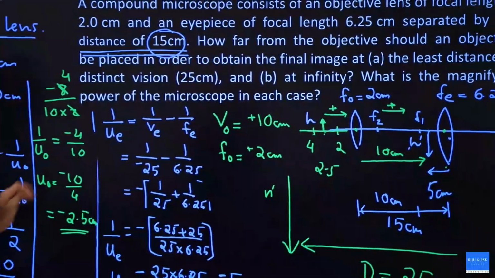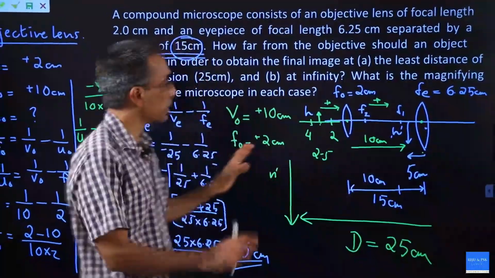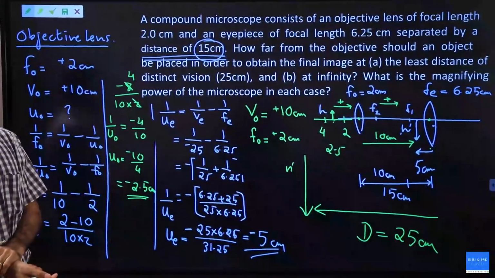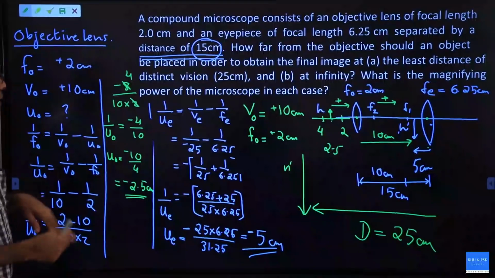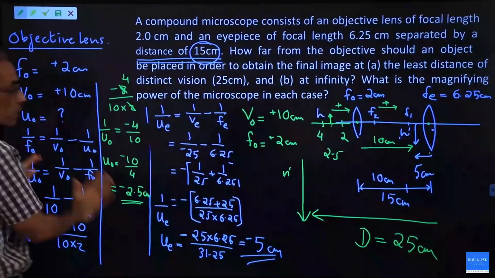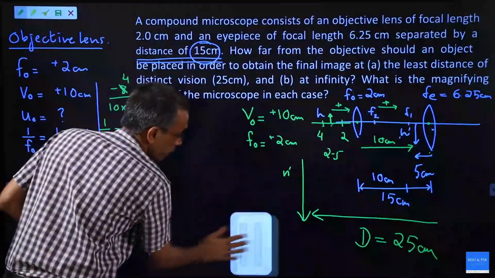The object must be placed at 2.5 centimeter from the objective lens to get the final image at D, and this will give you the largest magnification. Now you can even calculate the magnification there because we have all the data. Okay, let us work out the magnification also. This part is done. I think I will erase this.